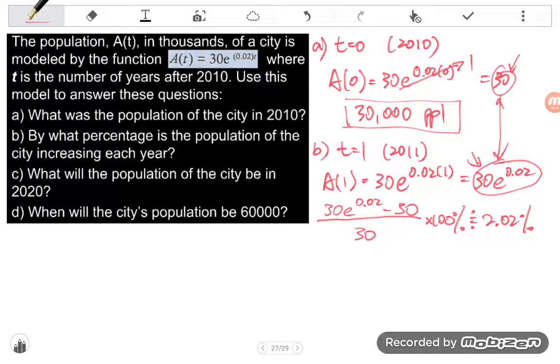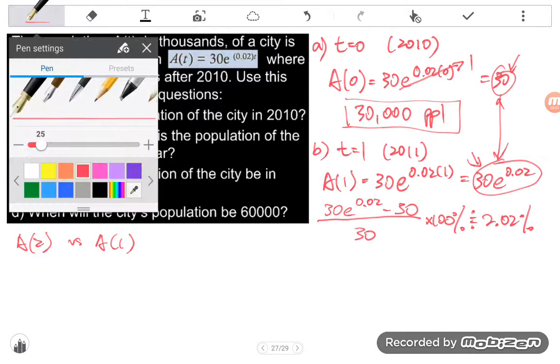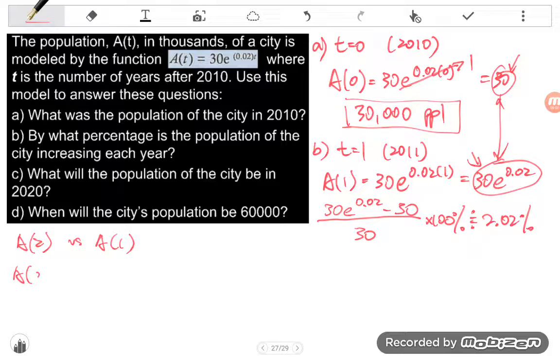Why don't we compare the population after 2 years? So we're going to compare the population after 2 years with the population after 1 year. I'm going to compare A of 2 versus A of 1. All right, so let's find out what A of 2 is. A of 2 is equal to 30e^(0.02 times 2), which is 30e^0.04.